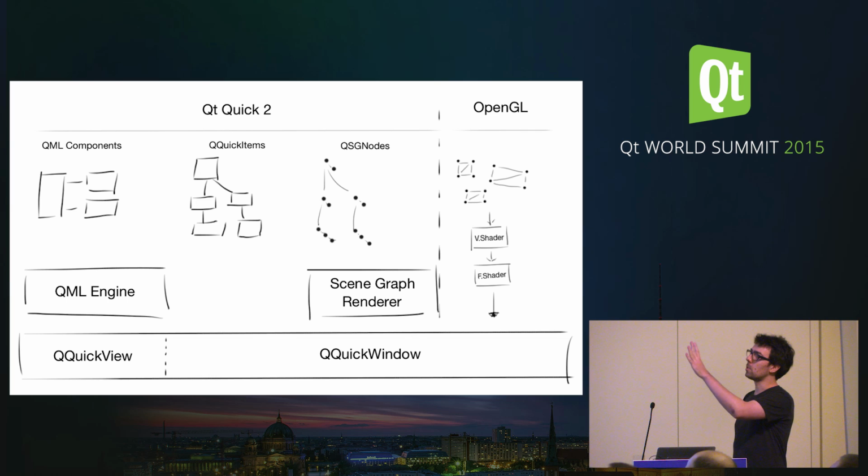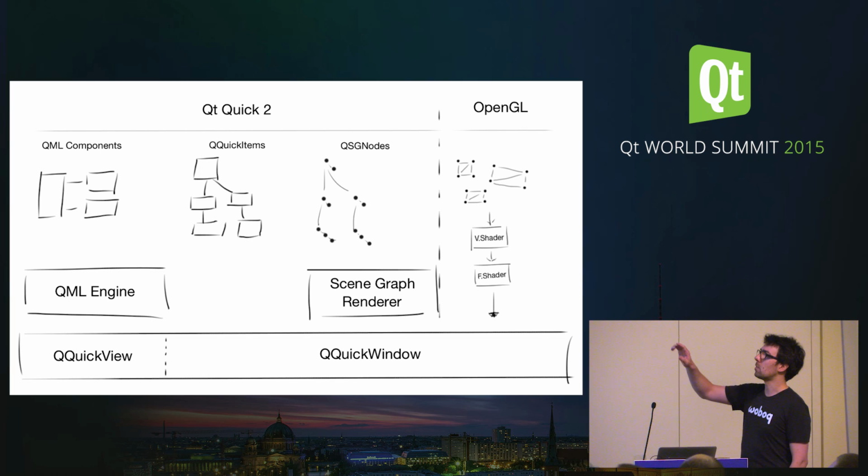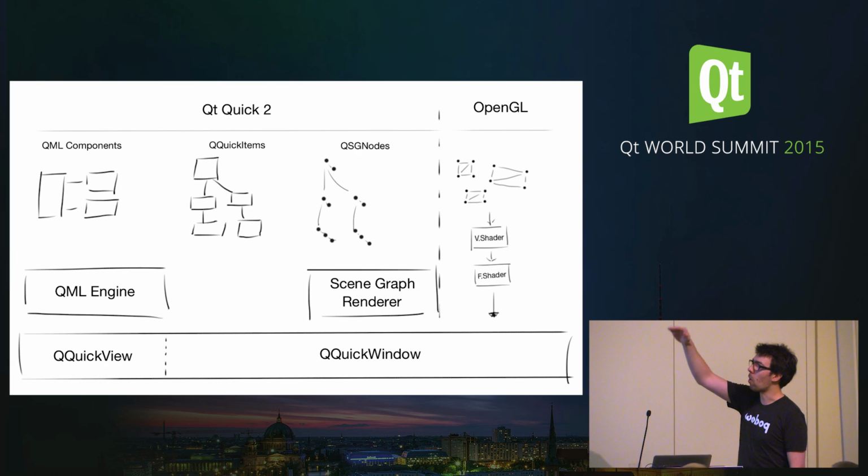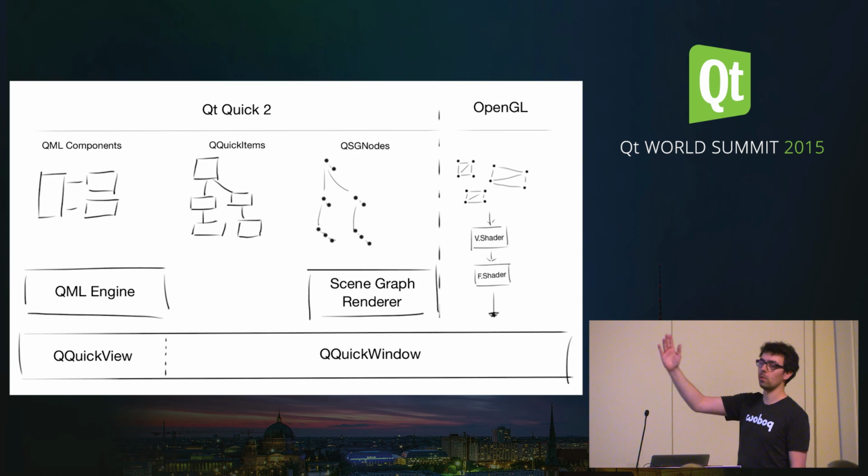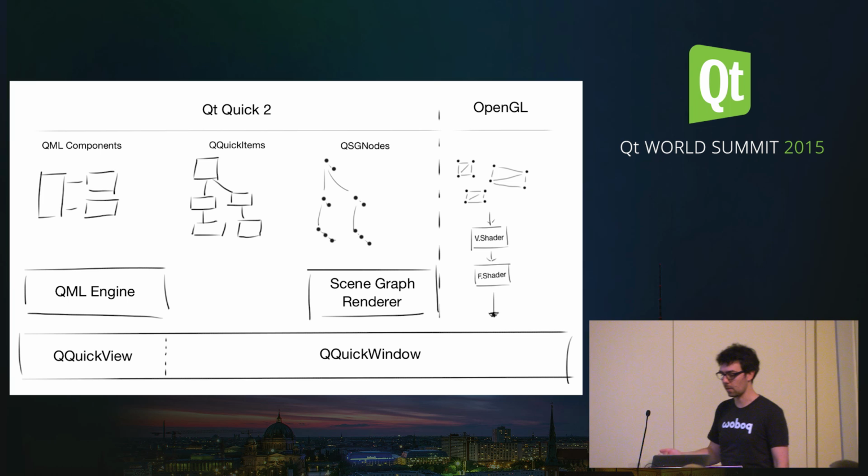QQuickItem takes care of the event system. There's no event handling in scene graph nodes. They're only there for rendering. It's a replacement for QPainter, you could say. The scene graph nodes are walked by the scene graph renderer to convert them into OpenGL commands and make this as efficient as possible.